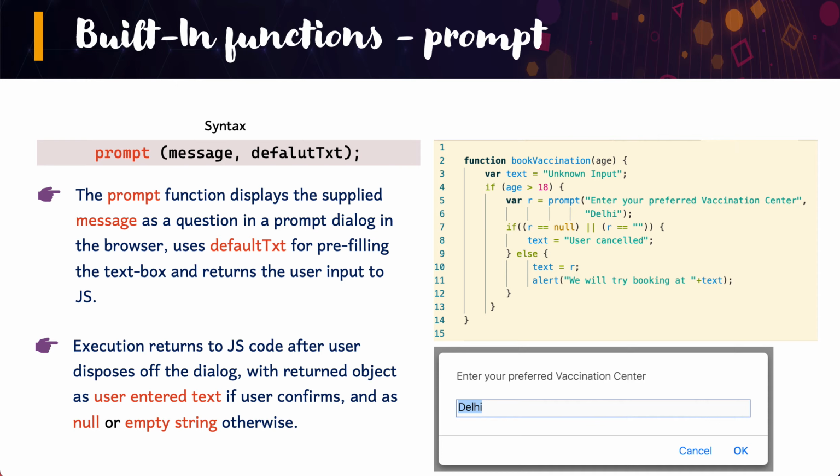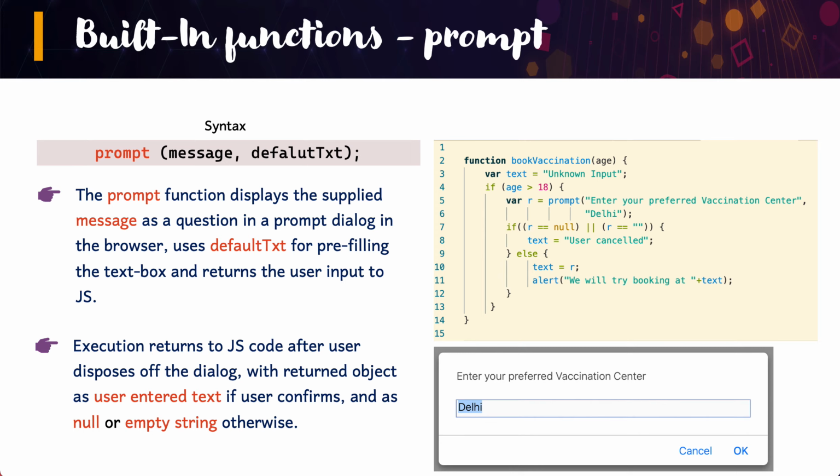Let's look at the example in line number 5. Here the context is we are trying to book the vaccination, but now we are trying to ask user what is the preferred vaccination center. So we are suggesting they could choose Delhi, but user is more than welcome to change this and then do something else, right? So line number 5 is asking the preferred vaccination center, and the text box is pre-filled with Delhi, but user can change it.